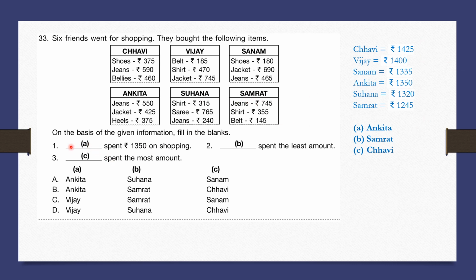Now let's see the question. A spent rupees 1350 on shopping. So who spent 1350? This is Ankita. So A is Ankita. Let's see B. B spent the least amount. So the least amount is 1245, which is spent by Samrat. So B is Samrat. C spent the most amount. So the most amount is 1425, which is spent by Shavi. So our answer is Ankita, Samrat and Shavi, which is option B.